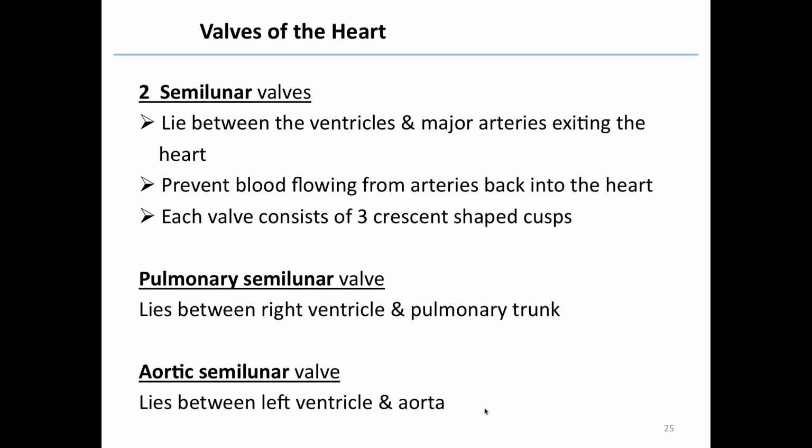Their role is to prevent blood flowing from the arteries back into the heart, and each consists of 3 crescent-shaped cusps, which is how it partially gets its name, the lunar shape or the crescent shape of the cusp. These 2 valves have specific names, being the pulmonary semilunar valve and the aortic semilunar valve. The names are quite descriptive, but just to clarify, the pulmonary semilunar valve lies between the right ventricle and the pulmonary trunk. The aortic semilunar valve lies between the left ventricle and the aorta.